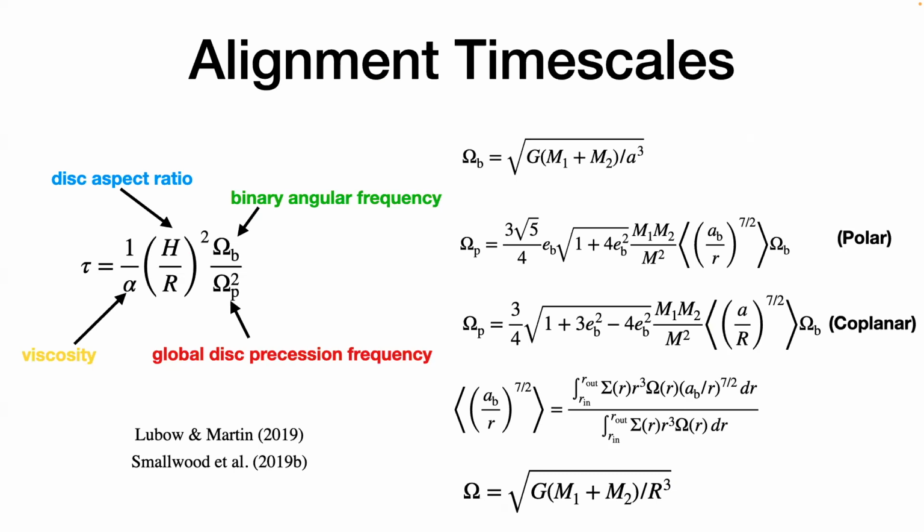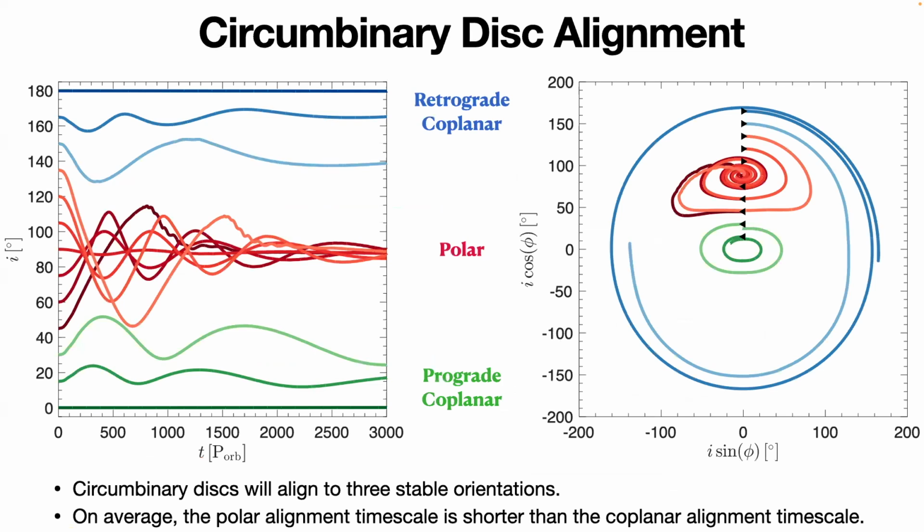Okay? So here's an example of some simulations I ran. Each color is a different initial inclination of the disk to the binary. The dark green is starting at 0. Dark blue is retrograde, so it's 180, and I have increments of 15 degrees. So you can see here, these three green simulations will evolve coplanar to the binary, so eventually they go down to 0. The blue ones will evolve coplanar as well, but they're retrograde, and then you have these ones in the middle here, which will go polar.